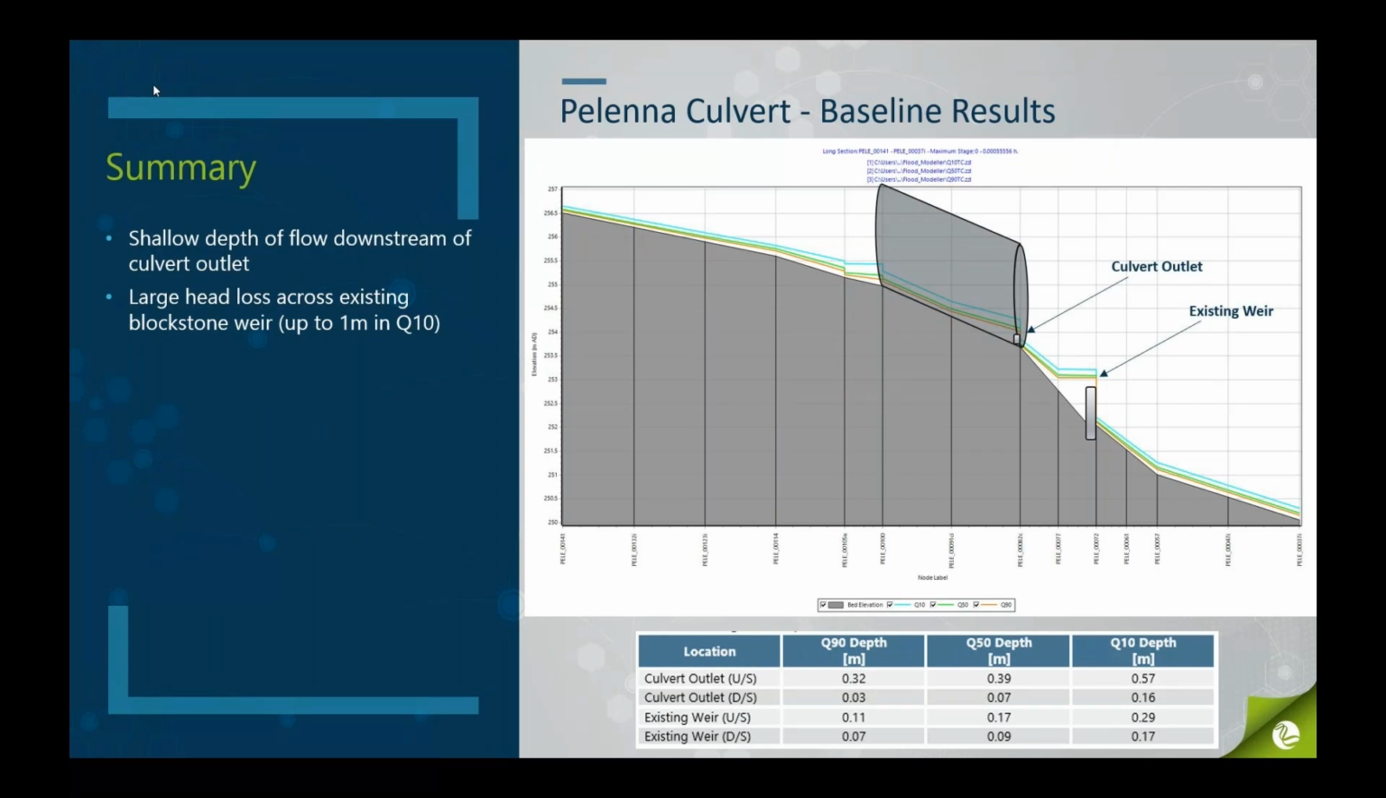We're also getting quite a large head loss across that downstream weir of up to 1 meter in the Q10, which makes it quite difficult for all these fish species to pass. However, as I said, we couldn't solve all the problems, and so it was agreed with NRW that the existing weir would remain as is, and that the focus would be very much on improving the chances of fish passing up through the culvert.